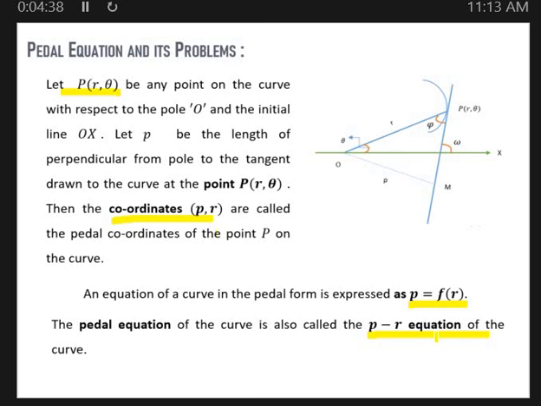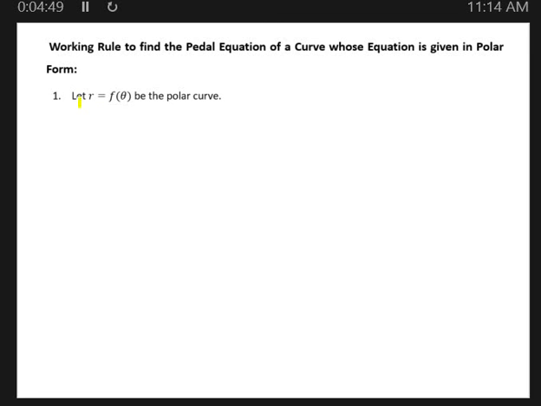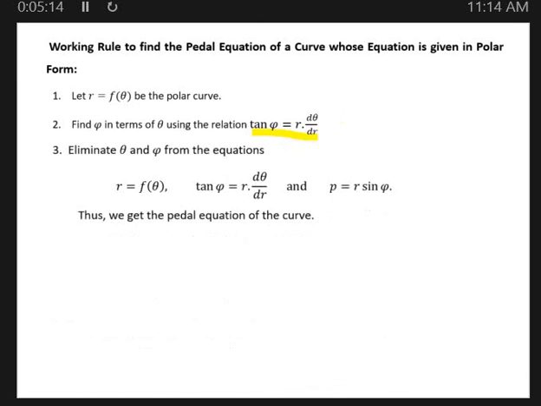The working rule to find the pedal equation of the curve whose equation is given in the polar form. First step, let us consider the curve r is equal to f of theta. Find phi in terms of theta using the relation tan phi is equal to r into d theta by dr. This is the angle between the radius vector and the tangent. After finding phi, we have to eliminate theta and phi from the equations r is equal to f of theta, tan phi is equal to r d theta by dr, and p is equal to r sin phi.